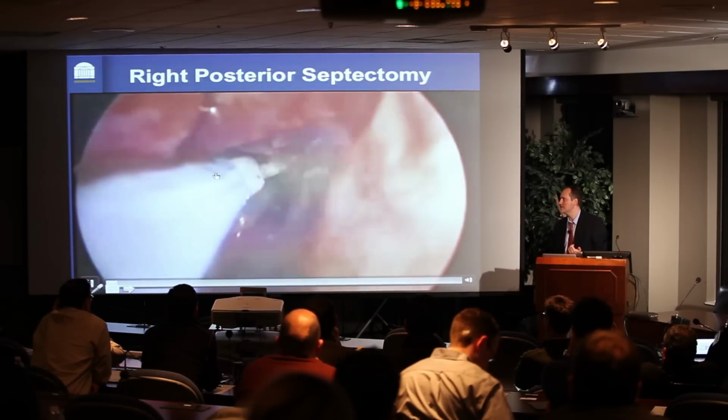So after I lateralize inferior turbinate, lateralize middle turbinate, find the superior turbinate, bite it, take the soft tissue shaver, make it go away. I expand that sphenoidotomy. Then it's time to take the septum.